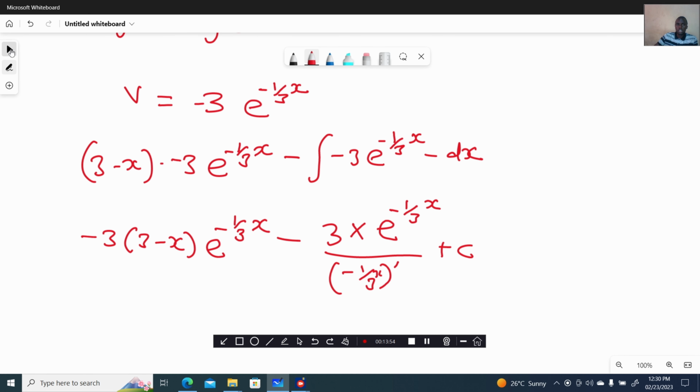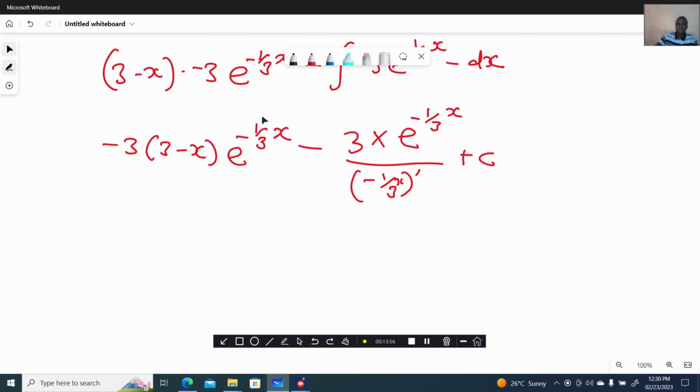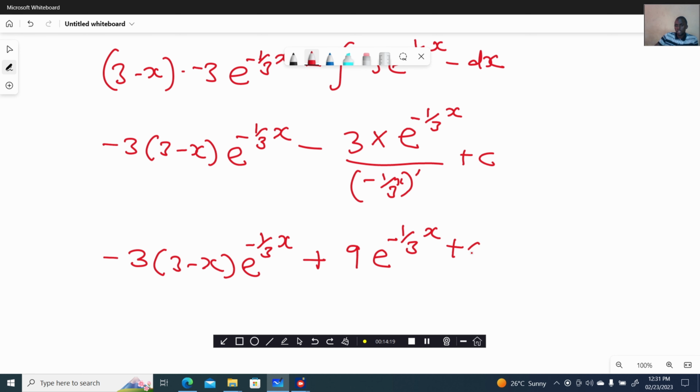So now the answer that we're going to have is negative 3 into bracket 3 minus x, e to the power of negative 1 over 3x. This is minus minus, it's going to give us plus. This is 1 over 1 over 3. So 3 over 1 over 3 is going to give you 9 e to the power of negative 1 over 3x, and then plus c.